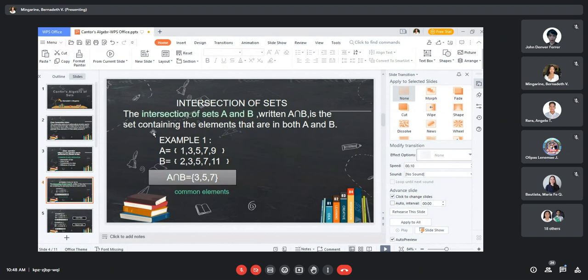So first, when we say intersection of sets, the intersection of sets A and B is written A ∩ B. Take note, in our symbols, it looks like an inverted U. This is the set containing elements that are in both A and B. So, pag sinabi nating intersection of sets, titignan natin kung ano yung mga elements na nakay A at nakay B. In other words, pag sinabi nating intersection, meron silang common elements.